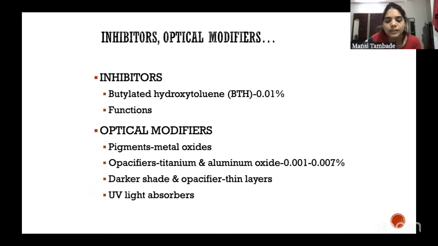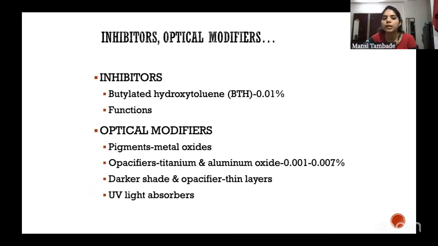Optical modifiers give color. Sometimes pigments, the metal oxides, are used. Opacifiers provide radio opacity to the composite restoration. Composite material, titanium, aluminum oxide. Darker shade opacifiers, thin layers, UV light absorbers.